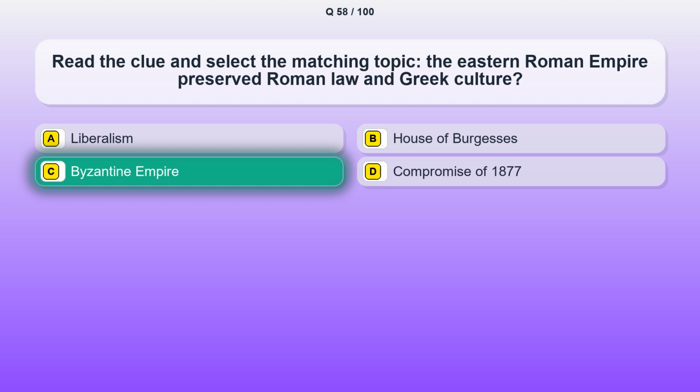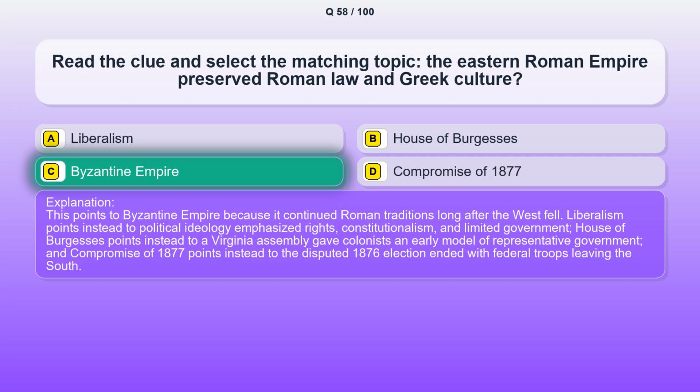The correct answer is option C, Byzantine Empire. This points to Byzantine Empire because it continued Roman traditions long after the West fell. Liberalism points instead to political ideology emphasized rights, constitutionalism, and limited government. House of Burgesses points instead to a Virginia Assembly gave colonists an early model of representative government, and Compromise of 1877 points instead to the disputed 1876 election ended with federal troops leaving the South.